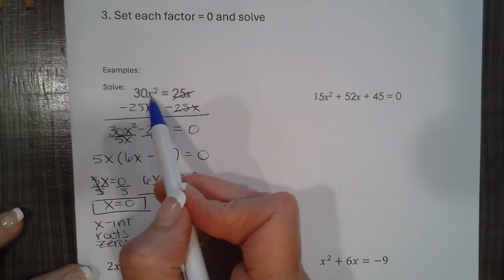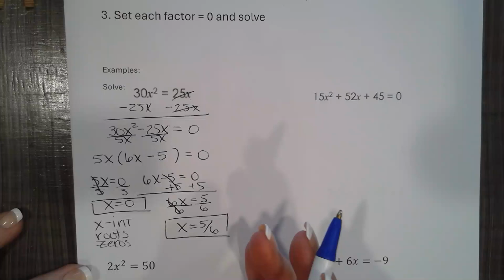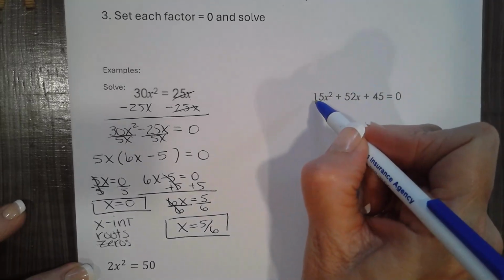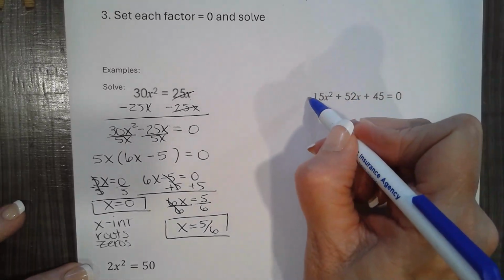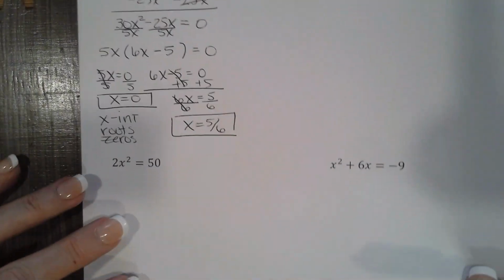Okay? Notice if we have a square, that tells us we can have 2 solutions. Sometimes we'll have 1 solution, but we can have up to 2 solutions. Okay? We're going to skip this one because I believe this one does not factor. Okay, so let's just come on down to some others.